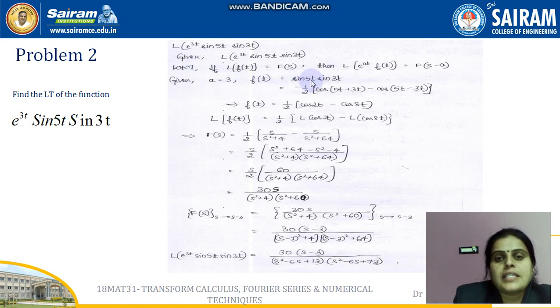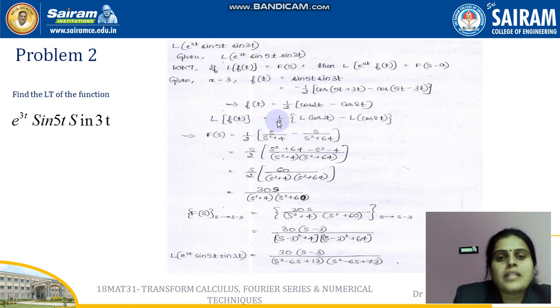So f of t is sine 5t sine 3t. Use the formula sin a sin b, that is half into cos of a minus b minus cos of a plus b. By using that formula, sin 5t into sin 3t can be written as half into cos 2t minus cos 8t.